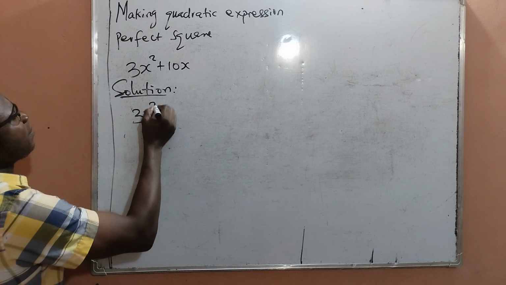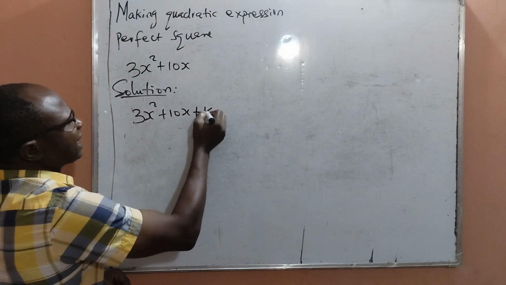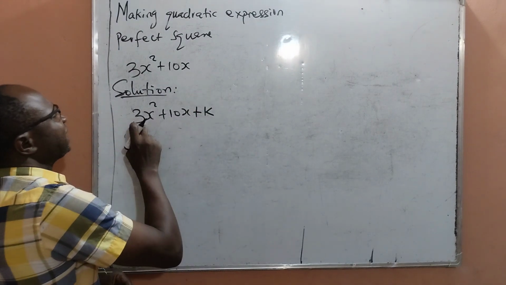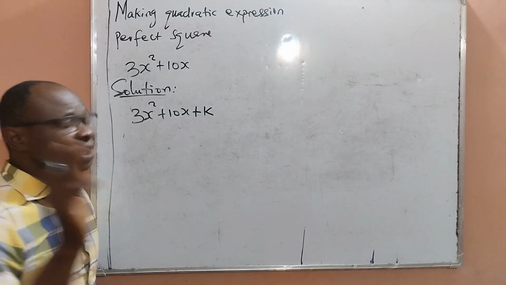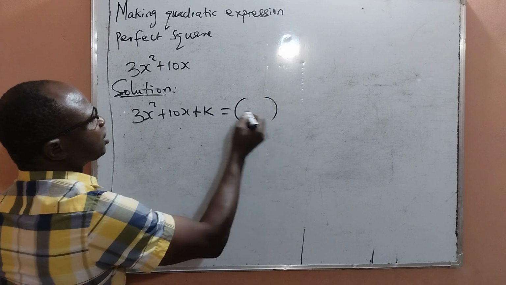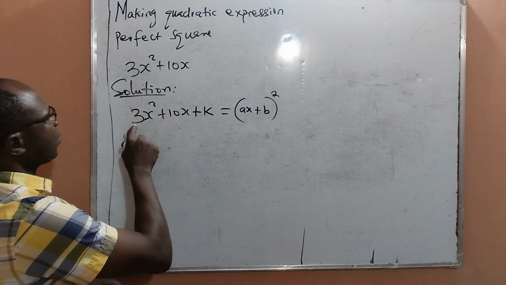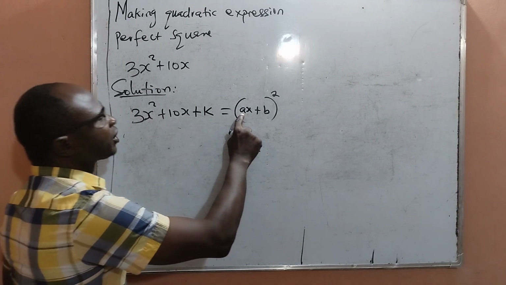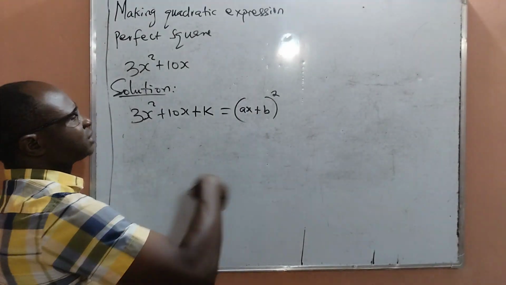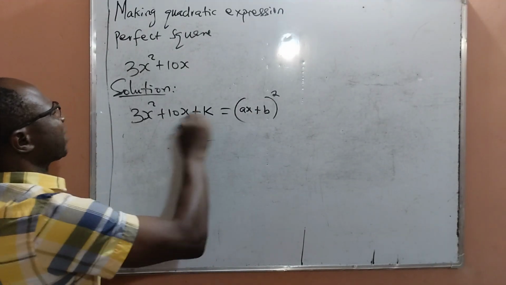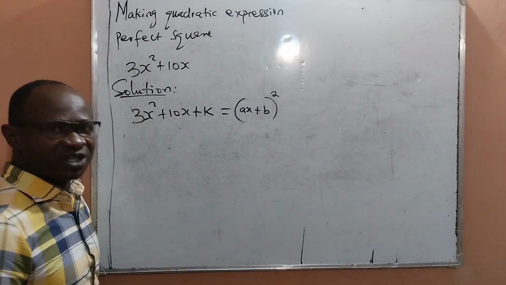Now, 3x raised to the power 2 plus 10x. To make it a perfect square, there should be a constant value added to this already written expression so that it becomes a perfect square. And for it to be a perfect square, it should be in the form (ax plus b) raised to the power 2. What it means is that when this is factorized, we should be able to get an expression in this form, an expression that can be multiplied by itself to get this exactly. That is when it is correct to be called a perfect square.